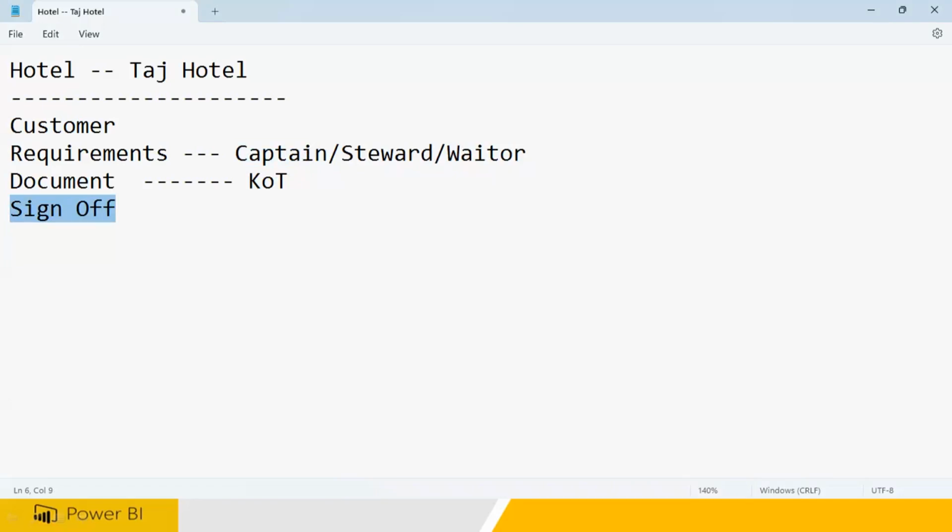So after the sign off, the order is going to be placed. Now, who is going to be preparing the order? There is a chef or a team of chefs. Not only one chef, many people are going to be there. All the people are going to start preparing the food for you, preparing the dishes and the food for you.